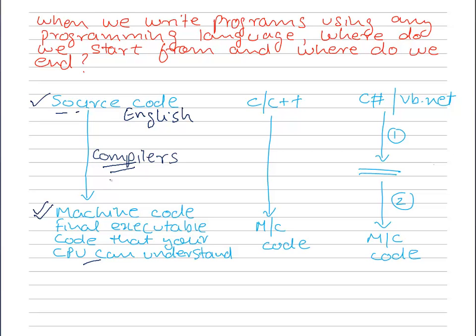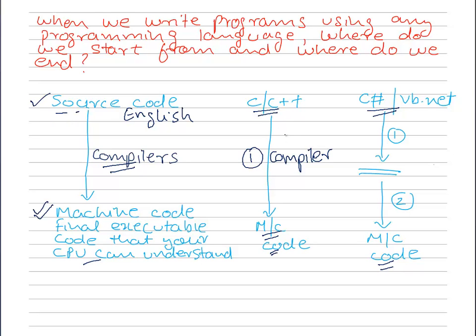Now to understand the role of CLR in .NET, we need to understand how C++ programming languages are converted into machine code, and how C# and VB.NET programming languages are converted into machine code, right? So it's basically a one-step process to convert C++ source code into the final machine code. So the C or C++ compiler would take your source code and convert it into the machine code.